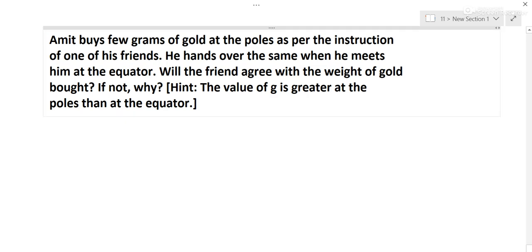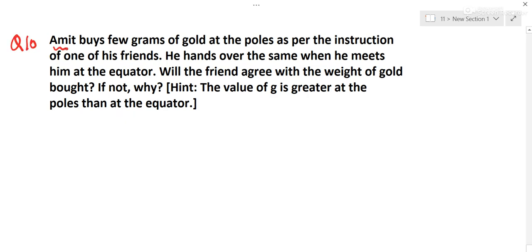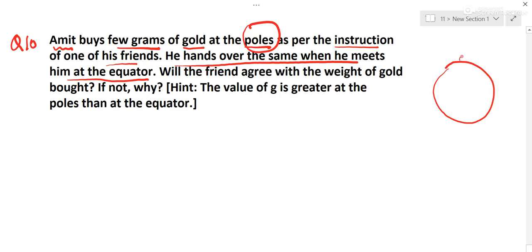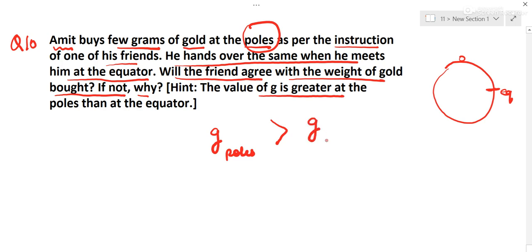This is question number 10. Amit buys few grams of gold at poles, as per instruction of his friends. He hands over the same when he meets his friend at equator. From poles, he brought the gold and handed over at equator to his friend. Will his friend agree with the weight of gold bought? If not, why? g is greater at poles. So they are saying g is greater at poles. The value of g is greater at poles than value of g at equator.